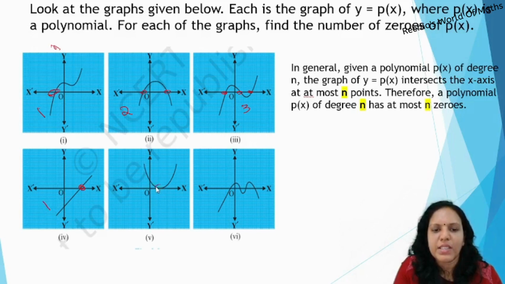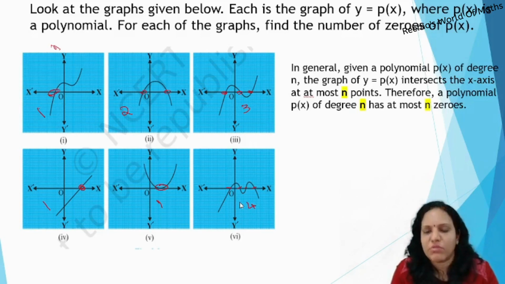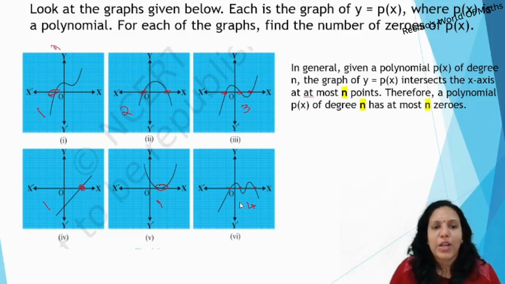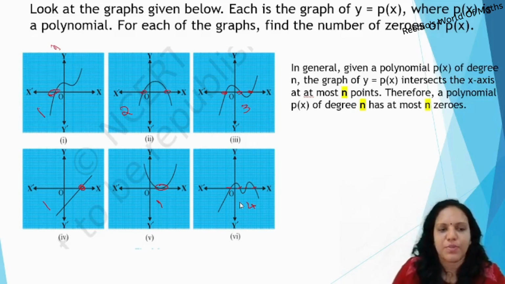Here also again it cuts the x-axis only once. Since the shape is a parabola, it will be a quadratic polynomial, and it has only 1 zero. Here we can say 1, 2, 3 and 4. So this polynomial has cut the x-axis at 4 points. So it can be a polynomial of higher degree, it can be a degree 4 polynomial. So I hope you understand how to find the zeros of a polynomial by looking at their graph.